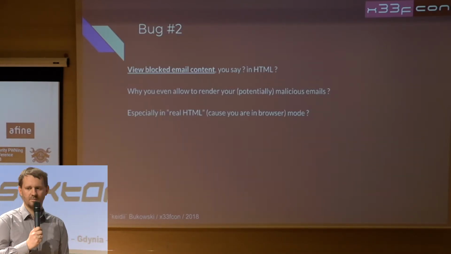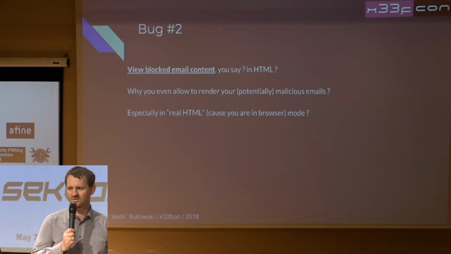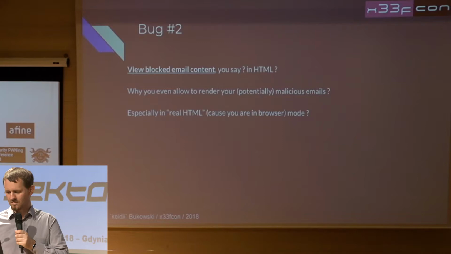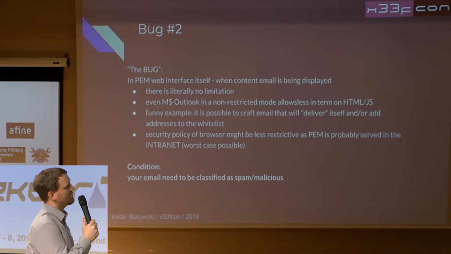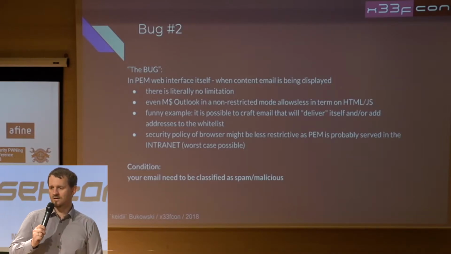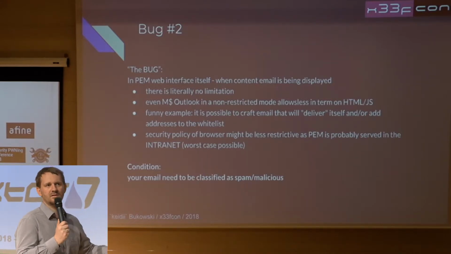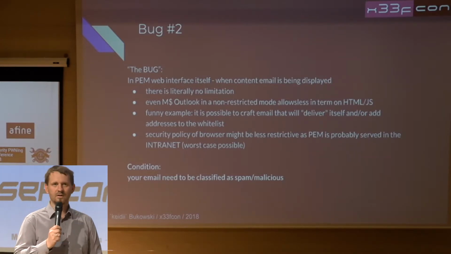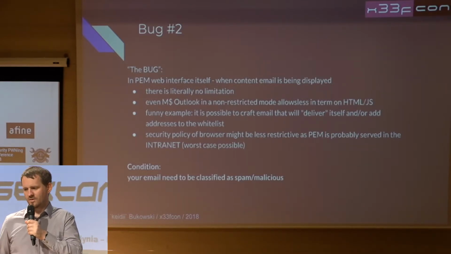Keep going. You're viewing the content of the email in HTML, okay? Why do you even try to render potentially malicious emails in real HTML? Because you're not in Outlook, you're in a browser. About the bug we found. In the PEM web interface, when the email content is displayed, there's literally no limit. Even Outlook is more restricted in terms of rendering HTML and running JavaScript. What is funny, you can craft an email that will click deliver by itself when the victim is viewing the email.